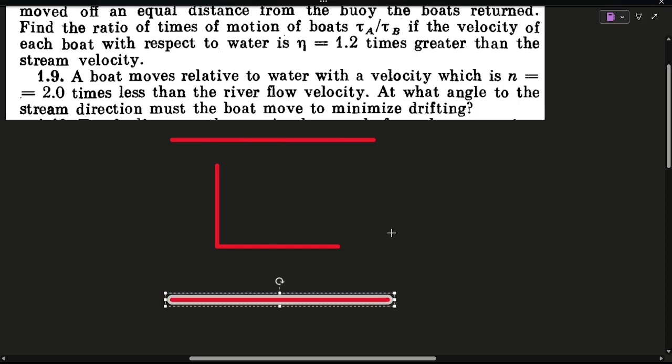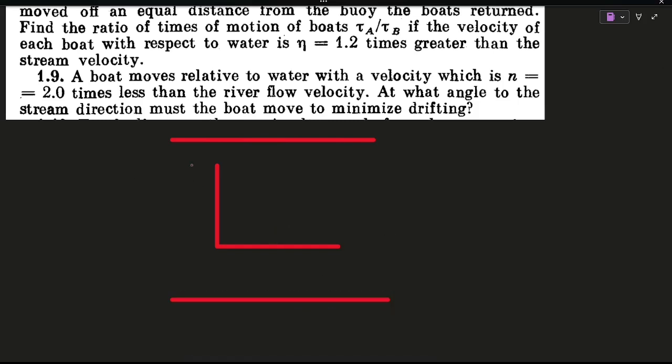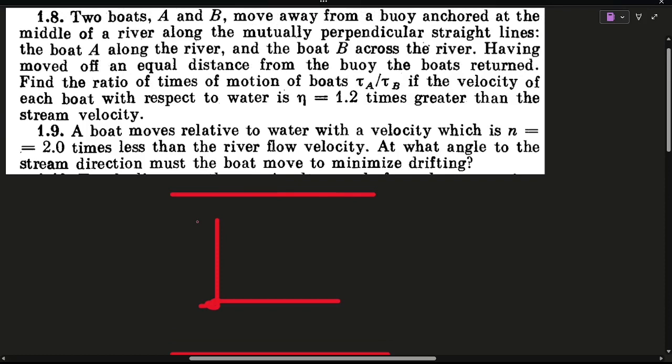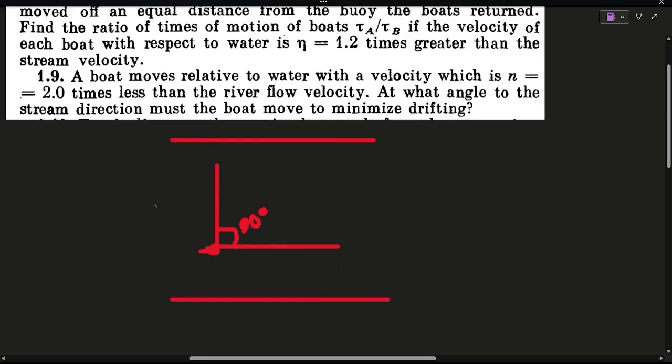This is a river. This is the buoy, anchored. Anchored means fixed at a certain place. Then it tells us two boats A and B are mutually perpendicular. Mutually perpendicular means this angle will be 90 degrees. They go to this position and then come back.